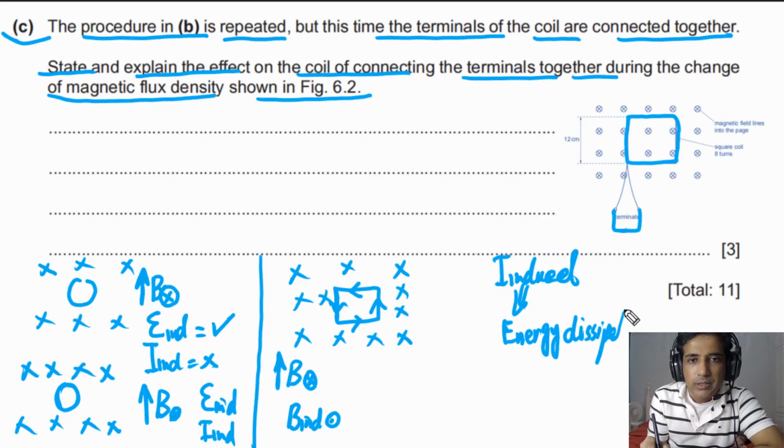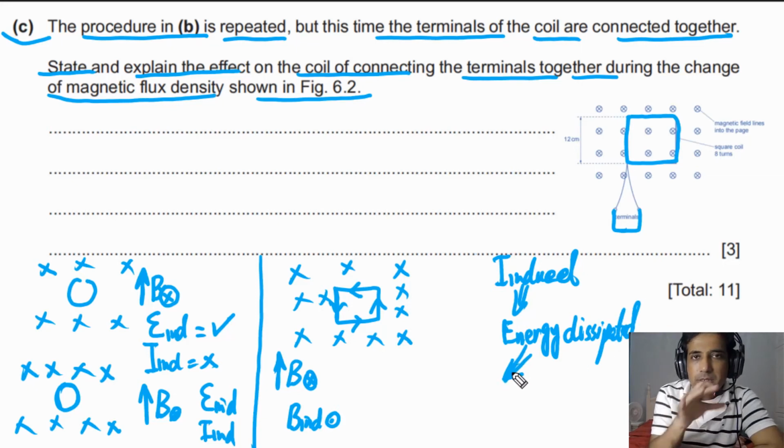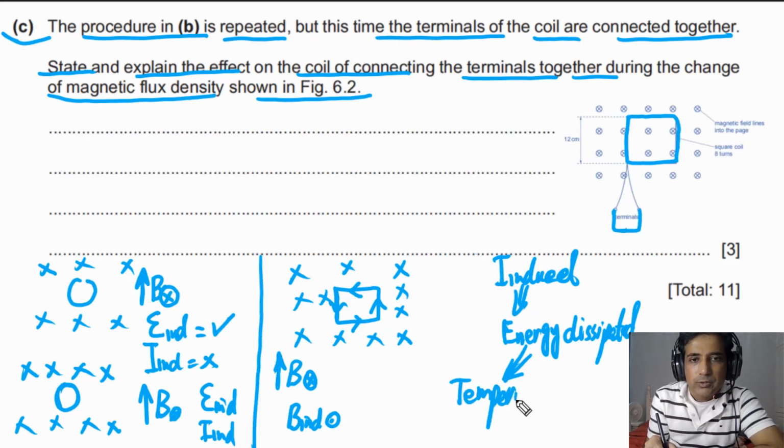So we can say energy will be dissipated. As energy is dissipated, it means electrical energy has been converted into thermal energy. Due to thermal energy, the temperature of the coil will rise. So we will simply say the temperature of the coil will rise, meaning the coil will get hot. And this question has 3 marks, so if you mention these points you will get 3 marks.